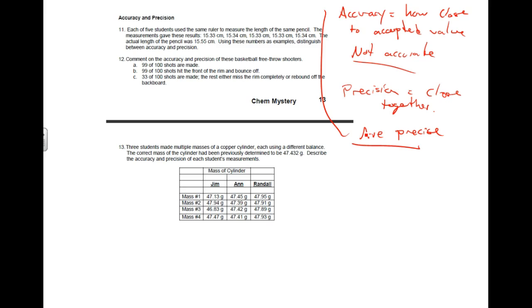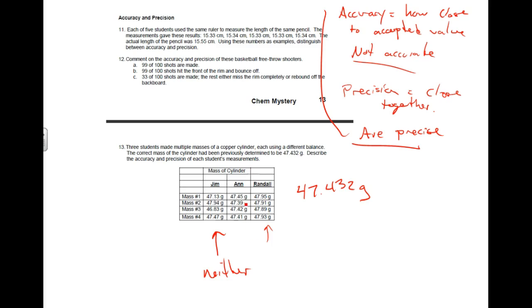All right, so you're going to compare all of these to 47.432 grams. Jim, he's 47.13 all the way to 46.94 to 47. He's kind of all over the place. And they're all 47s and they're all fairly close to the accepted value. All right, Randall is all 47s, but he's quite high. So Jim's all over the place, so we're going to say neither because he was not too close to the accepted and none of his were together.